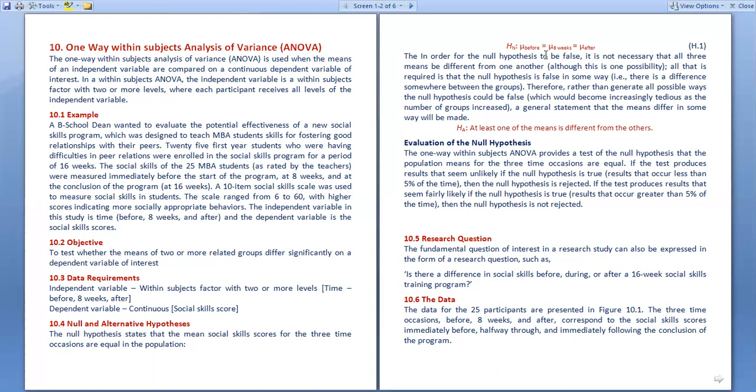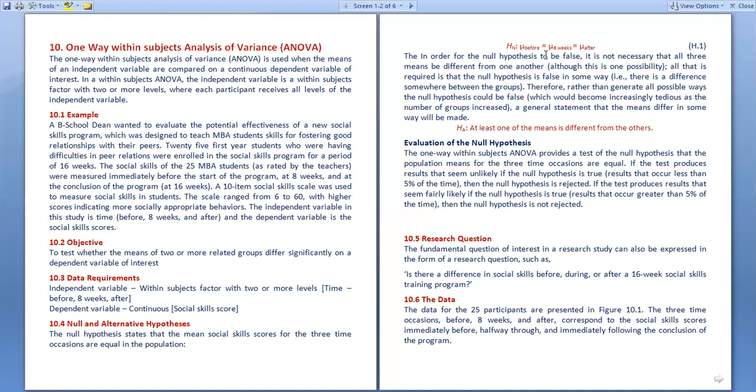So here the independent variable actually happens to be the time, which is having three levels. Level 1 is before, level 2 is after 8 weeks, and level 3 is after the completion of program. And the dependent variable happens to be the scores or social skills scores of the students. So if you look at the objective of any one way within subject ANOVA we are doing, it is to test whether the means of two or more related groups differ significantly on a dependent variable of interest.